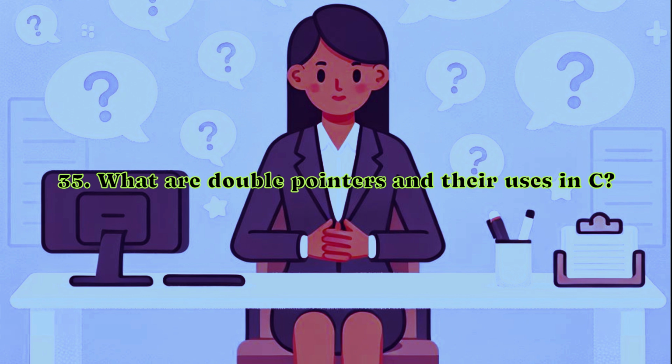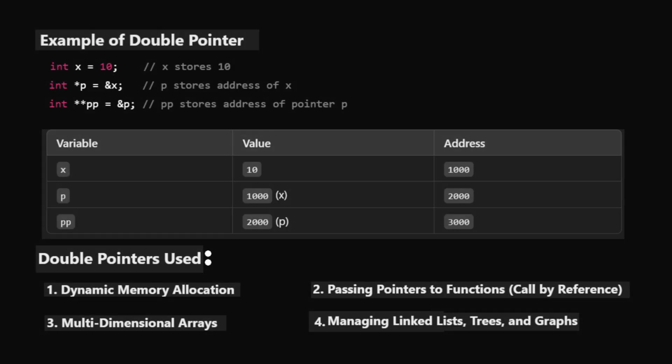35. What are double pointers and their uses in C? A double pointer is a pointer that stores the address of another pointer. In simpler terms, it is a pointer to a pointer. It allows us to manipulate the value of a pointer or work with data indirectly through multiple levels of indirection.